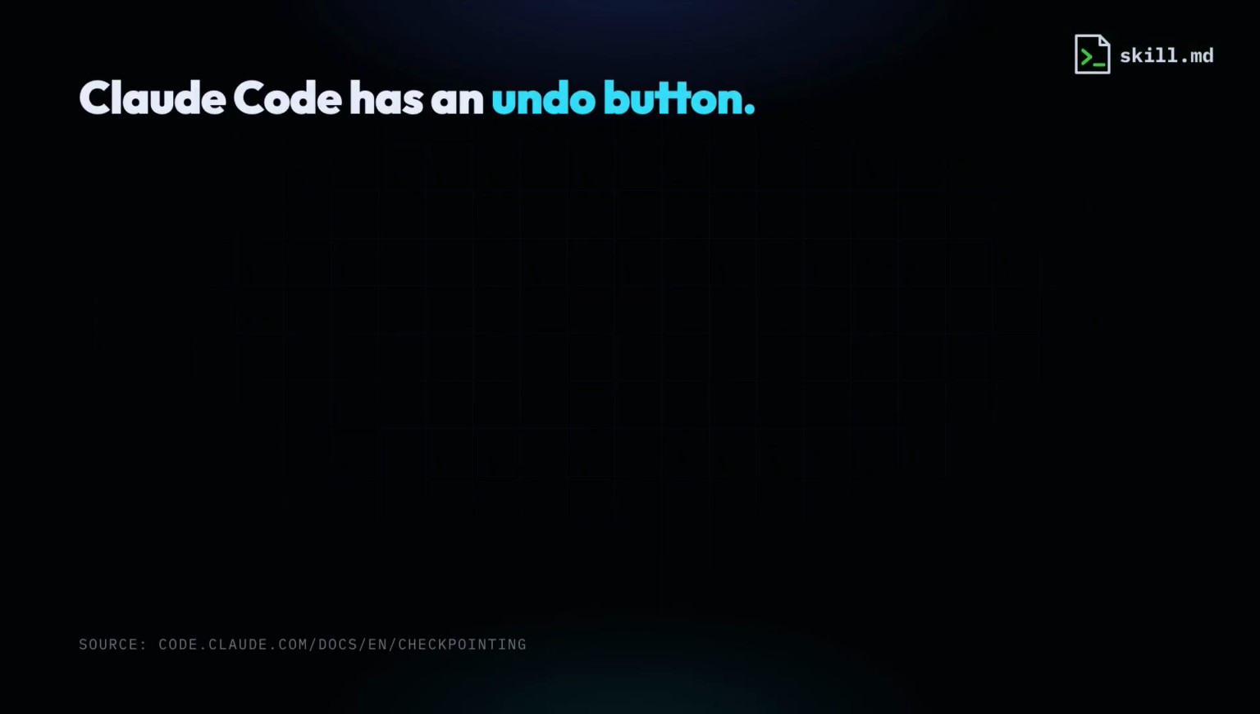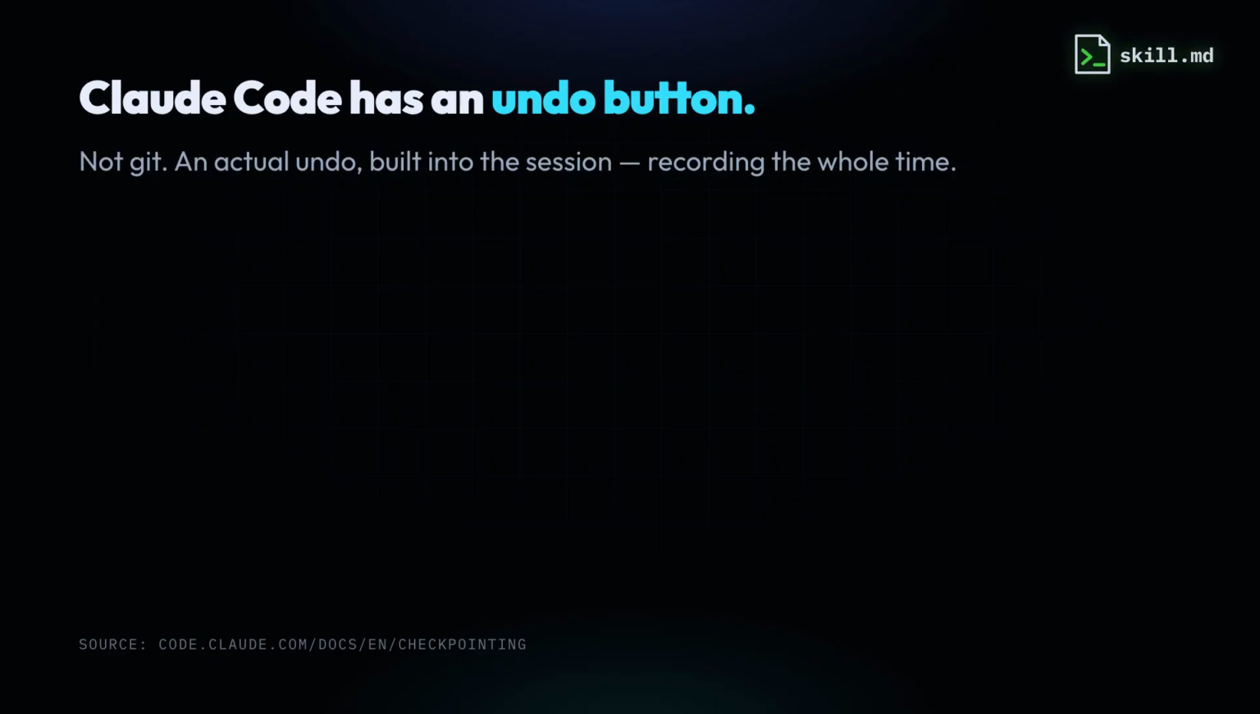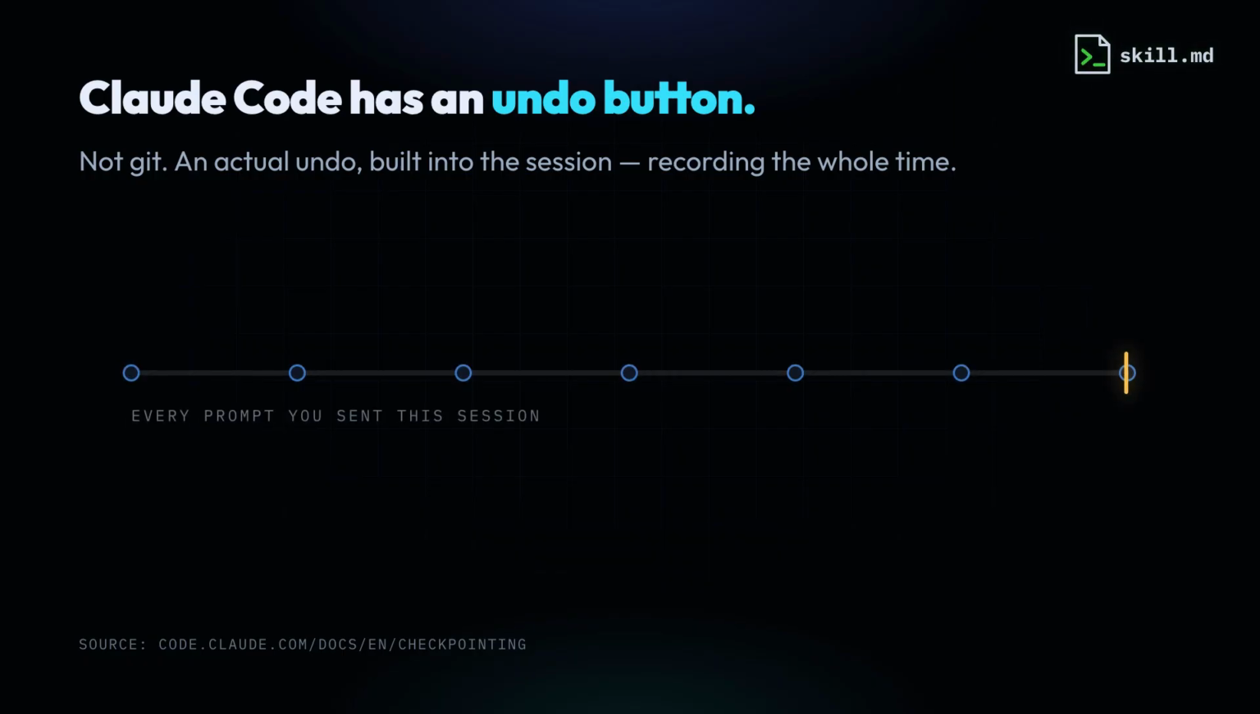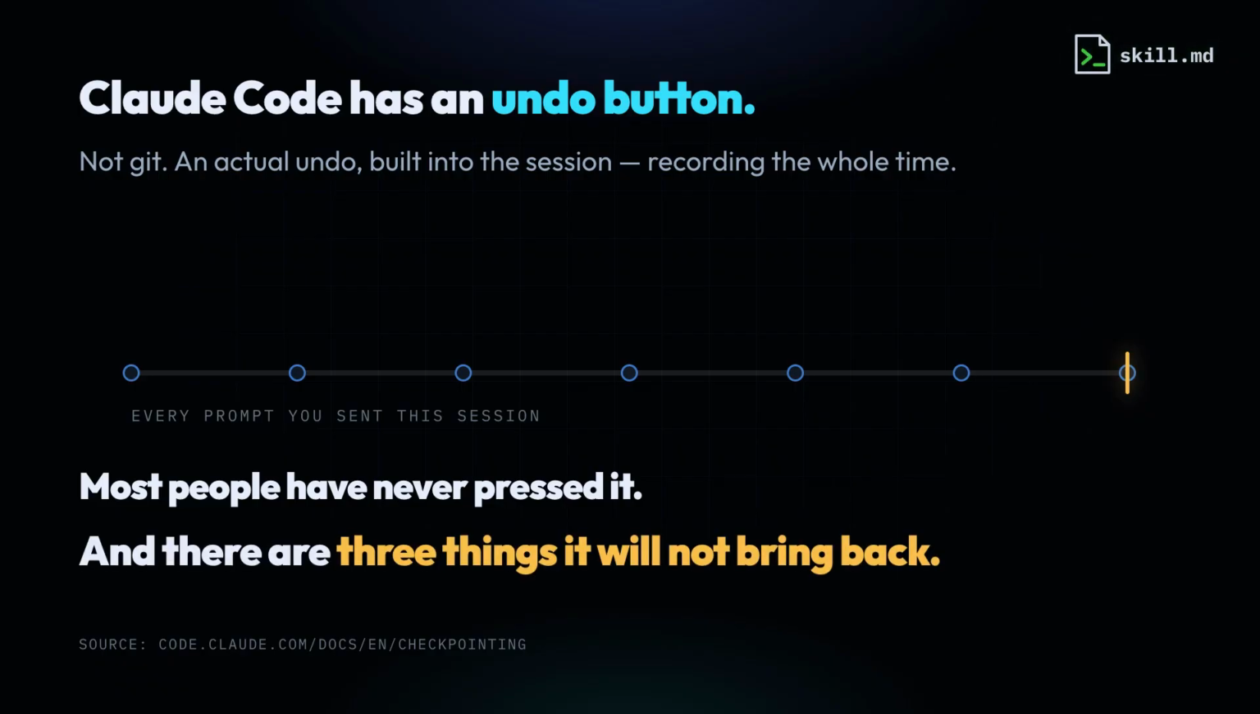Claude Code has an undo button. Not git, an actual undo, built into the session, and it's been quietly recording the whole time you've been working. Most people have never pressed it. And the reason this matters isn't the button, it's that there are 3 specific things it will silently refuse to bring back, and you will not find out which ones until you actually need them.